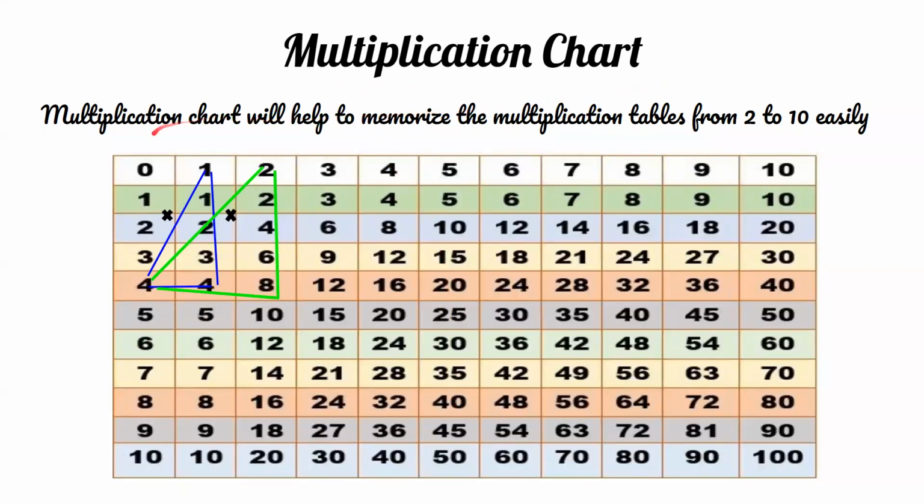Multiplication chart. A multiplication chart will help to memorize the multiplication tables from 2 to 10 easily. 4 times 1 equals 4. 4 times 2 equals 8. 4 times 3 equals 12. 4 times 4 equals 16. 4 times 5 equals 20, and so on. Memorizing the multiplication tables will help you do multiplication easily.